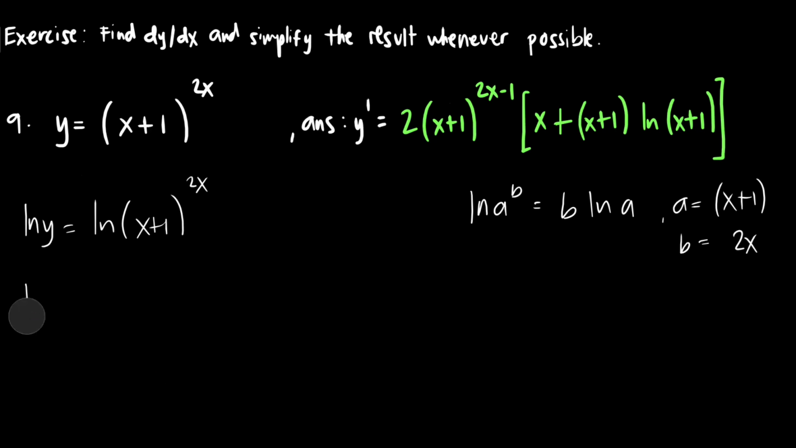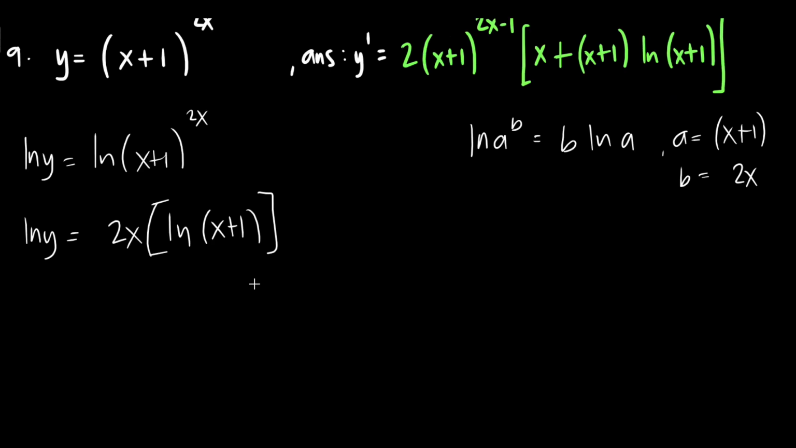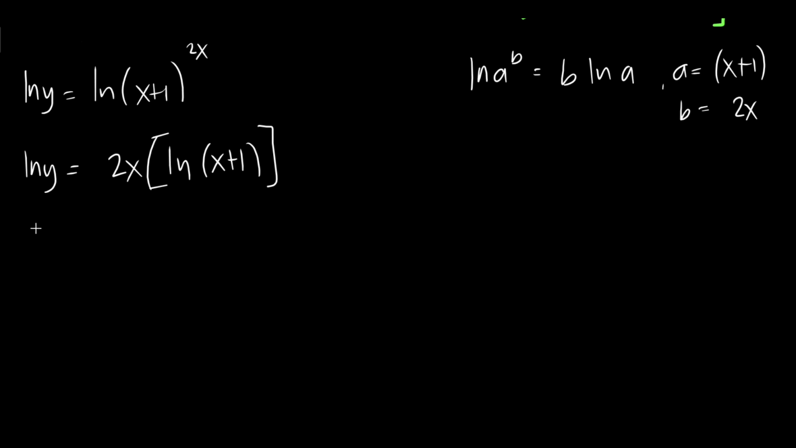So we have ln of y is equal to, ln a raised to the power of b is equal to b ln a. So b is equal to 2x, and a is equal to x + 1, so we get 2x ln of (x + 1). So we're now ready to differentiate both sides to get the first derivative.